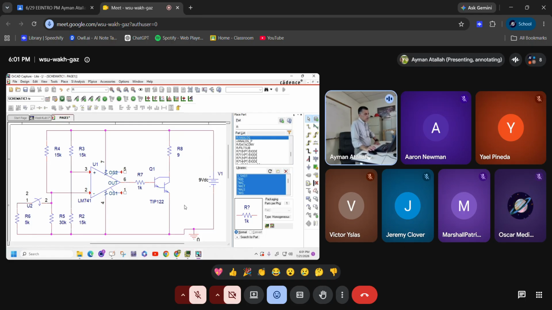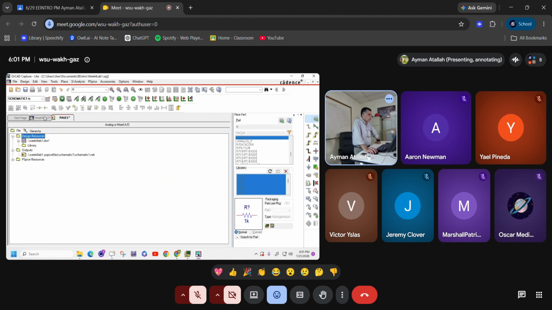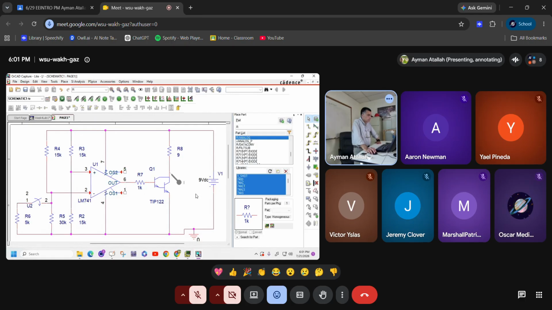So we are going to use the same simulation profile, and I will use a current probe. I'm going to put it here to measure the current. That's it. And you can run the simulation. Everything is the same. The simulation profile is the same. The rest of the circuit is the same.